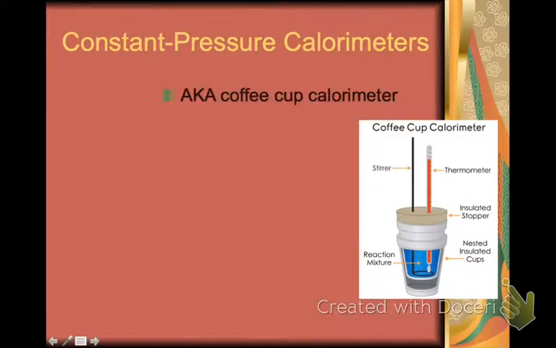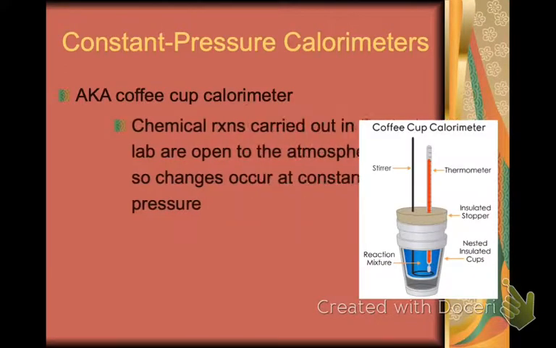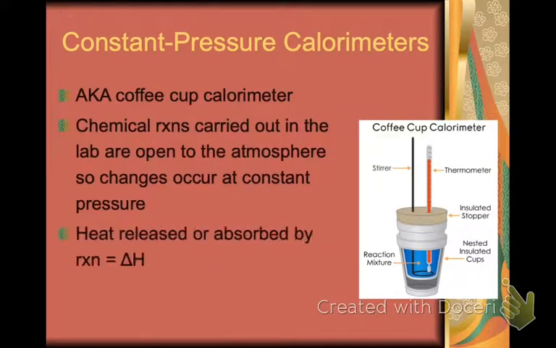So let's talk about these constant pressure calorimeters. Again, they're also known as coffee cup calorimeters because they are styrofoam cups, and we put coffee in styrofoam cups very often. Now, the reason it's called constant pressure is because normally we're working in a lab and our reactions are open to the atmosphere, and atmospheric pressure is always pretty constant, and so it's called a constant pressure calorimeter because that pressure is staying constant throughout the reaction.